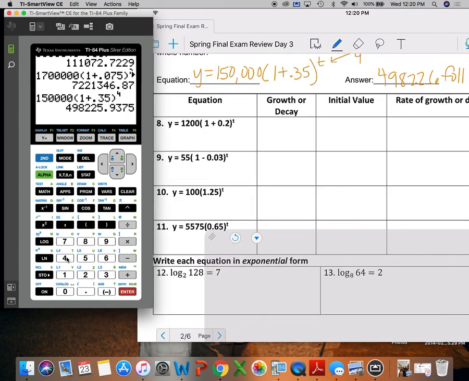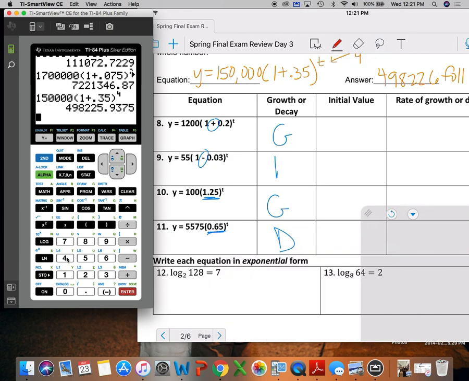Now we have a growth or decay formula chart. They're asking us, is it growing or decaying? If it has a plus sign, it's growing. If it has a minus sign, it's decaying. If the number in parentheses is bigger than 1, it is growing. If the number is less than 1, it's decaying.